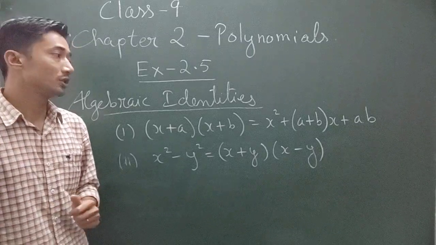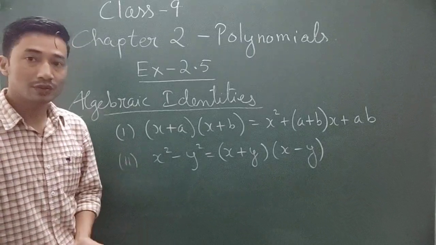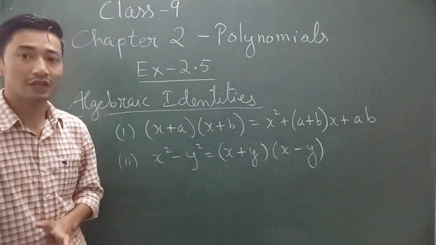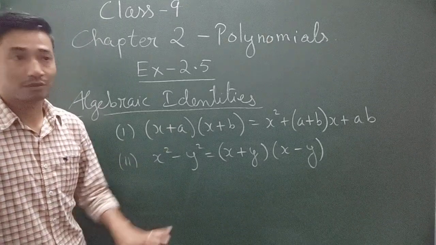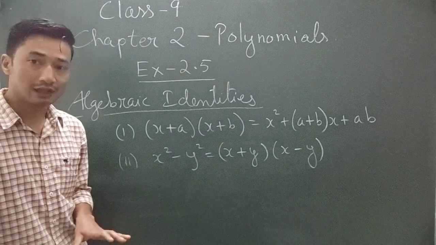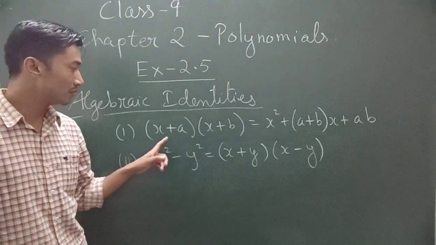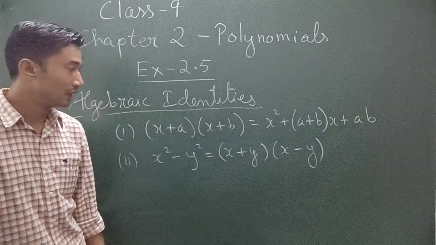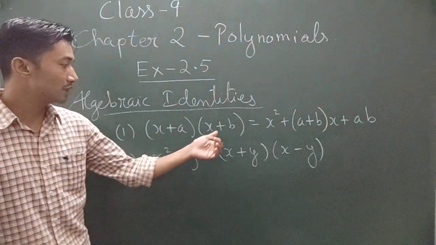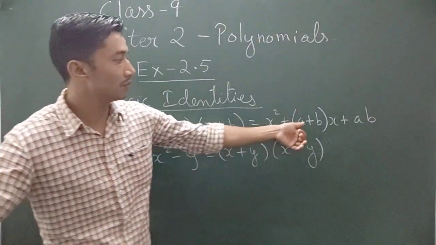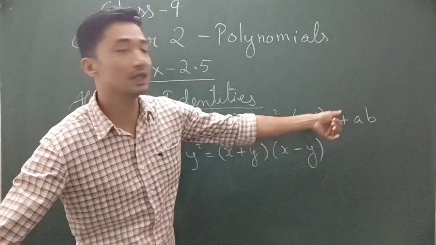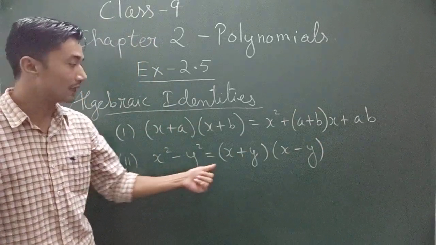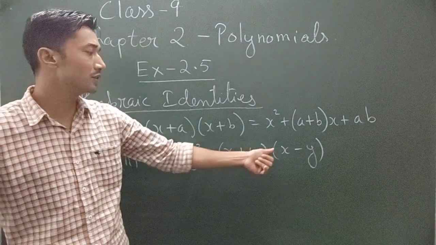Now in this video, we will be doing 1 or 2 questions from exercise 2.5. There are about 10 to 11 identities, but in this video we will be requiring these 2 identities, which we have already done in your lower classes also: (x + a)(x + b) = x² + (a + b)x + ab, and x² − y² = (x + y)(x − y).